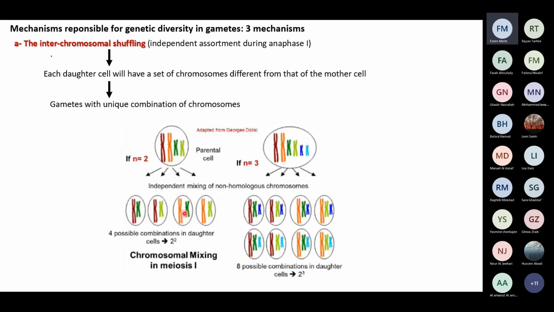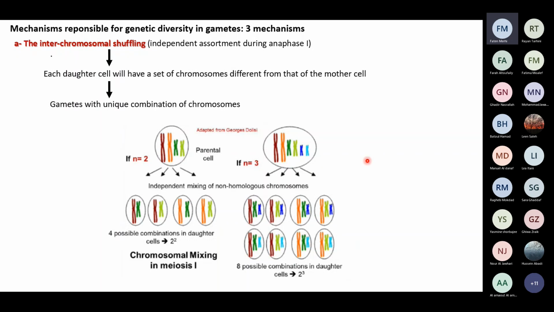So here we have four possible combinations. So when we have two pairs of chromosomes, we can have four possible gametes and four possible combinations of the chromosomes. And so we have 2 to the power of the number of pairs of chromosomes possible combinations. When we have 3 pairs of chromosomes, we will have 2 to the power 3, which means 8 possible combinations of the chromosomes, and then 8 gametes, which will be different from each other.